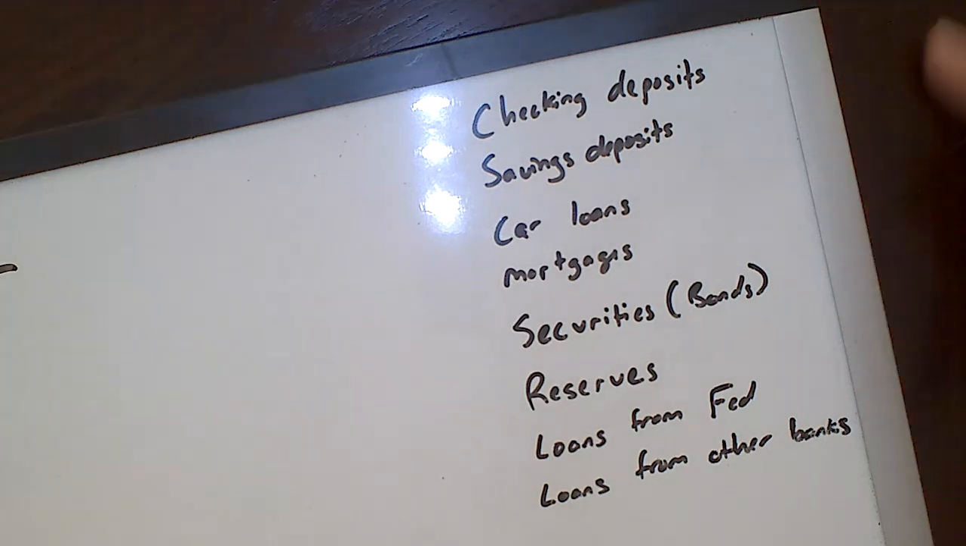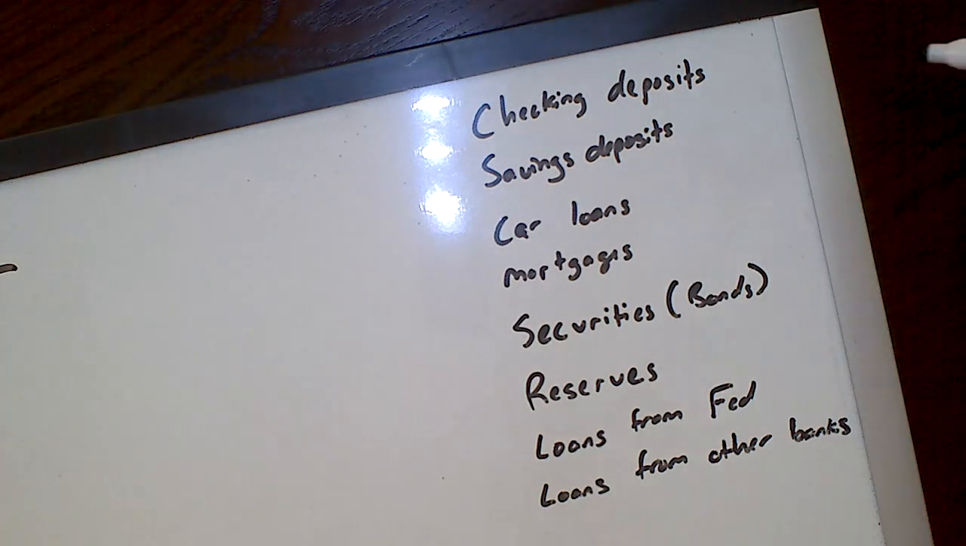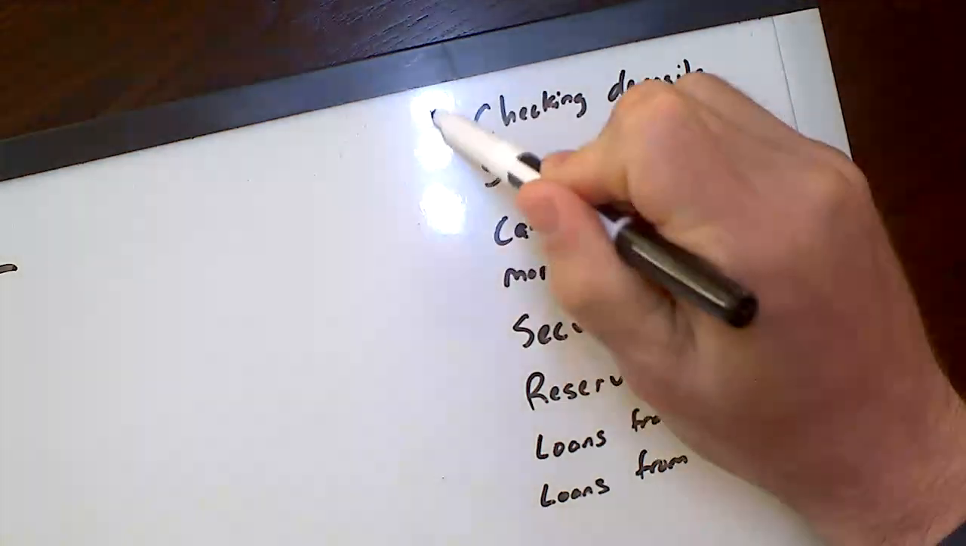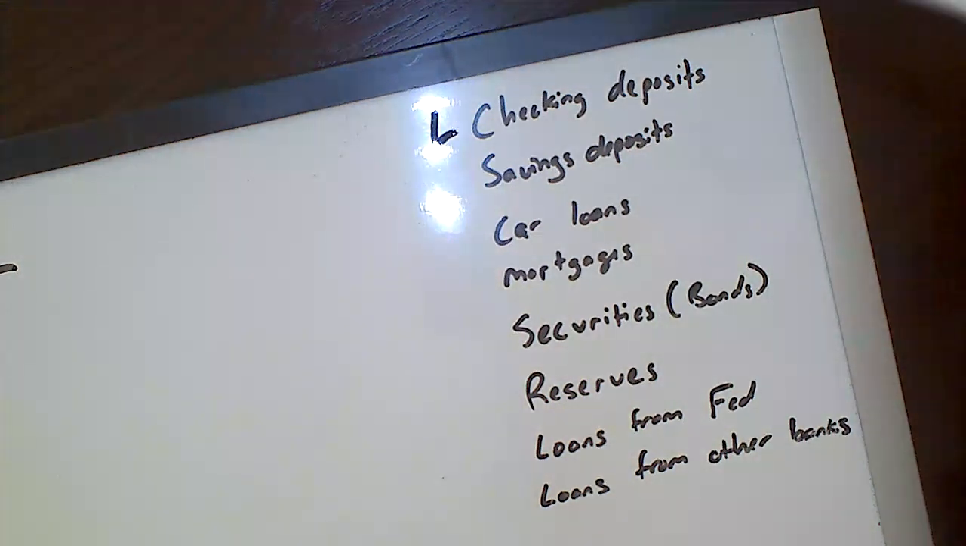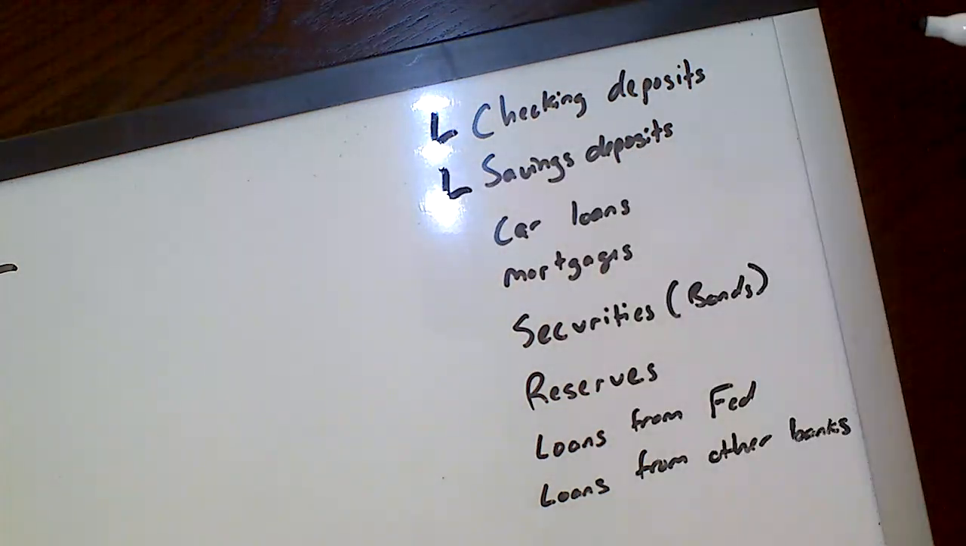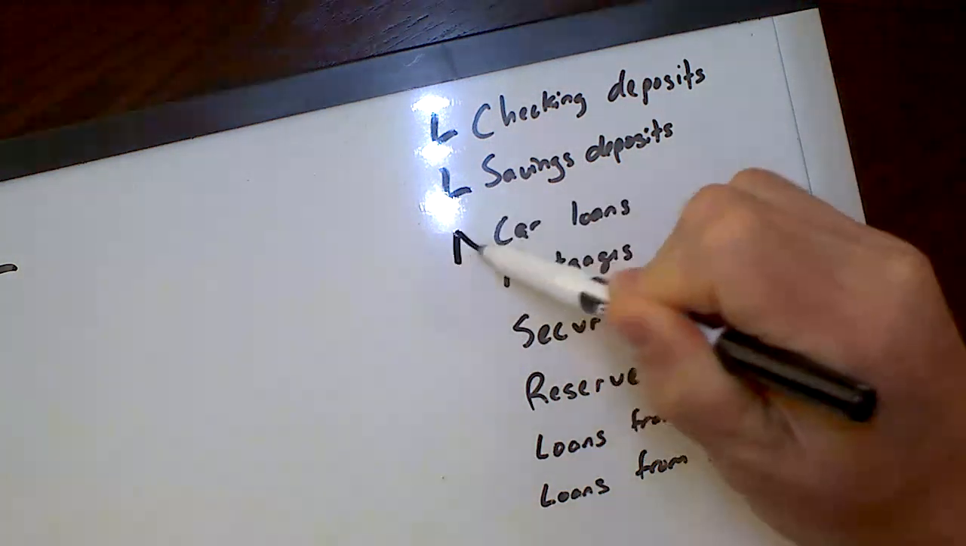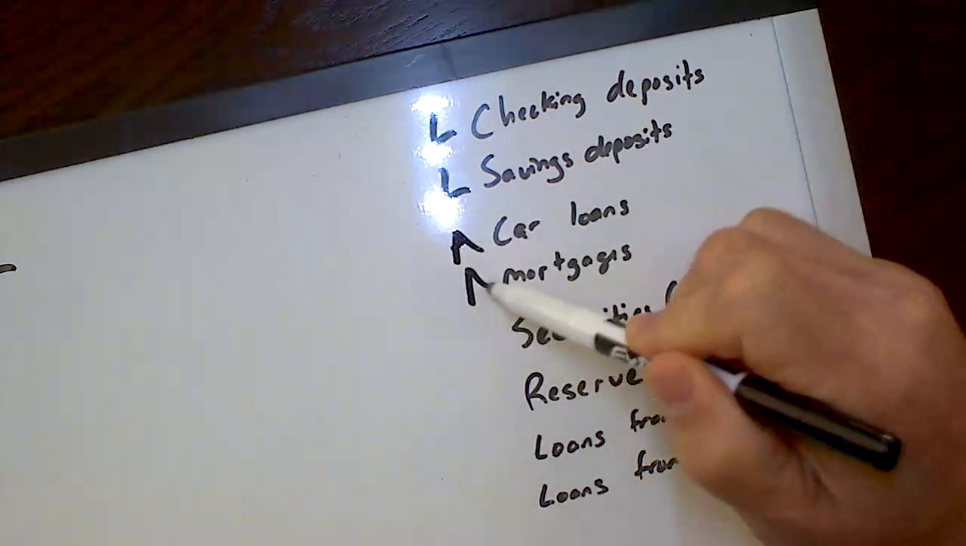And because that is money that has to be paid back to people, a checking deposit is actually a liability. A savings deposit, same deal, liability. A car loan, when we're looking at individuals like you and I, we see a car loan as a liability because we have to pay it back. But for a bank, since the bank has lent that money out and that money is coming back to the bank, having a car loan is actually an asset for the bank. Same thing with mortgages.